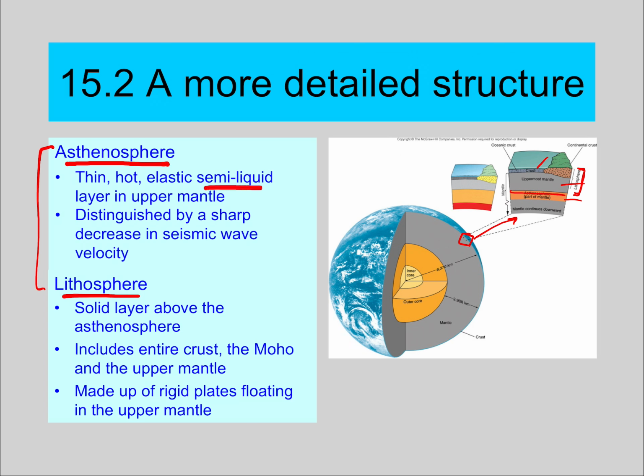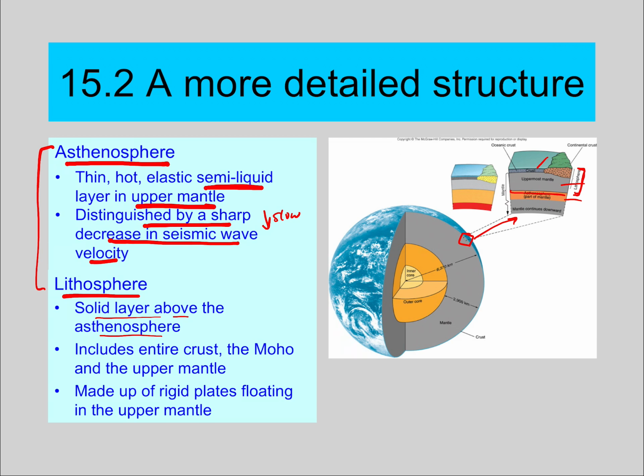It's thin, hot, elastic, semi-liquid material in the upper part of the mantle. It's distinguished by a sharp decrease in the seismic wave velocity, so waves will slow down when they hit the asthenosphere. The layer above that is the lithosphere.